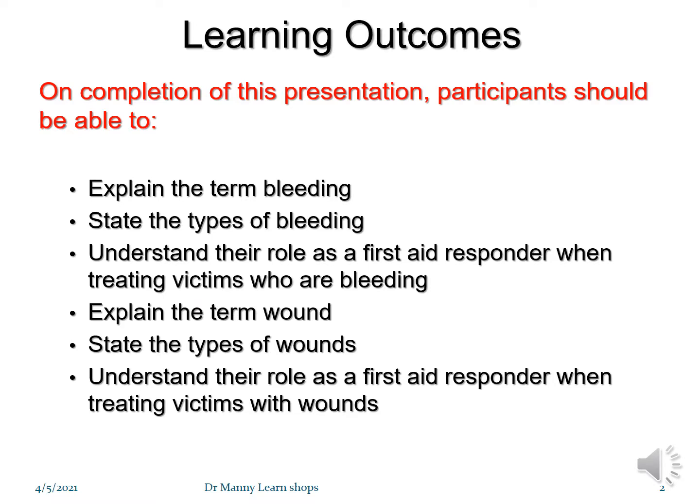Today we look at basic first aid, looking at bleeding, hemorrhage and wounds. The learning outcomes for this session are that after completion of this asynchronous presentation, you as participants should be able to explain the term bleeding, state the types of bleeding, understand your role as the first aid responder when treating victims who are bleeding, explain the term wound, state the types of wounds that can occur, and understand your role as a first aid responder when treating victims who have got wounds.